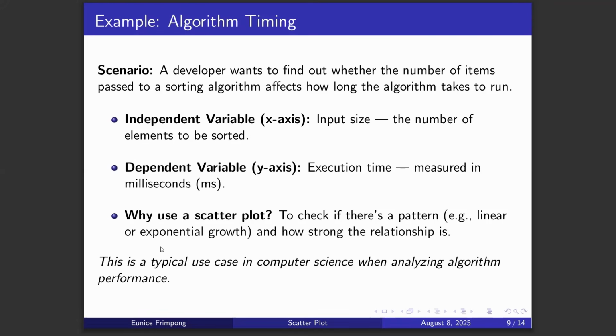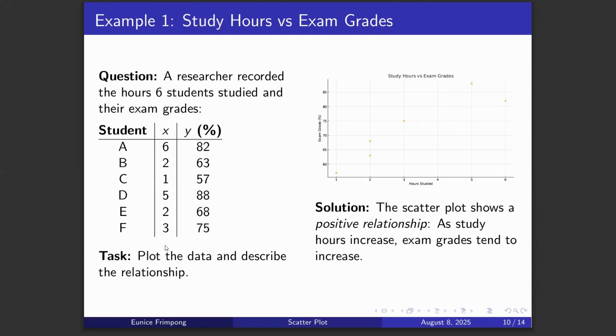Now, why should you use a scatter plot? It helps to check if, first of all, there is a relationship, and secondly, if there is a pattern and how strong the relationship is. This is a typical use case when analyzing algorithm performance. So let's look at an example here. We have a question. A researcher recorded the hours 6 students studied and their exam grades.